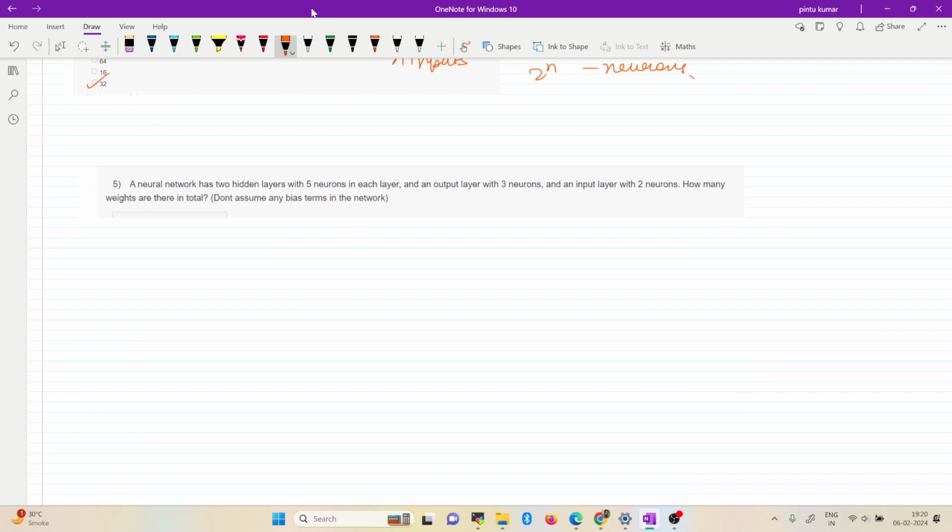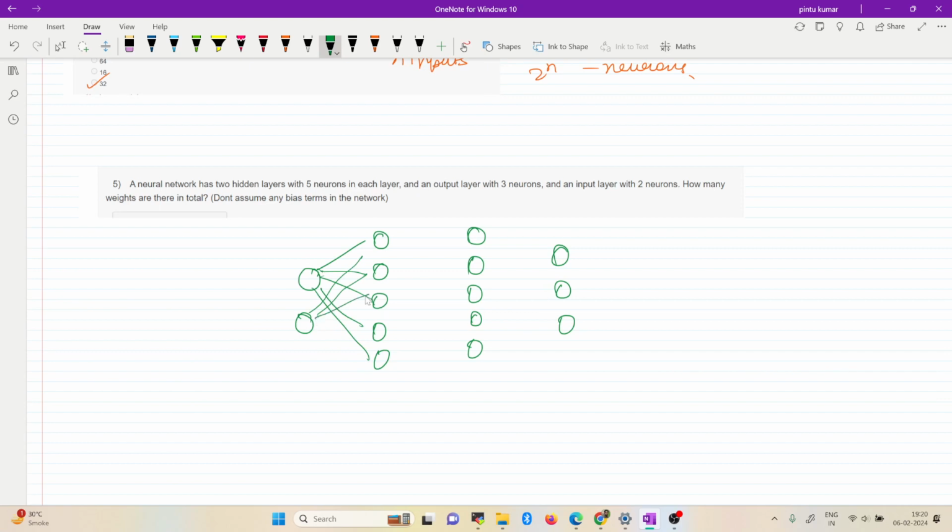So we can draw this network. The input has 2 neurons, the second layer has 5, this also has 5, and the output has 3 neurons. There will be a connection from everywhere to everywhere. Right now, just assume that there will be connections from everywhere to everywhere. Later on, we'll see that we can skip some connections. So we need not draw the complete network.